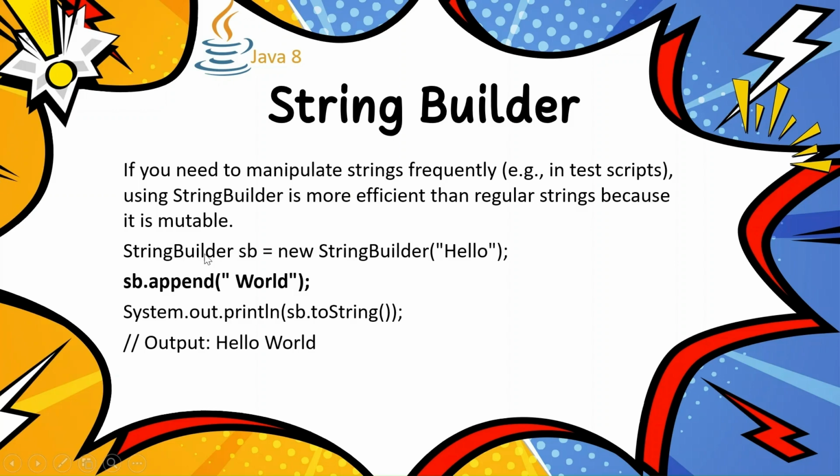So for example, if you see the StringBuilder class, variable sb equals new StringBuilder, and the value that I'm passing is hello. Now I'm using the same variable and I'm trying to append it with a new word called world. Initially it had hello and I'm appending it with the dot append method, passing the word world. And when I print sb dot toString method, I will be printing hello world. This is not possible with the String class. This is doable with the StringBuilder.